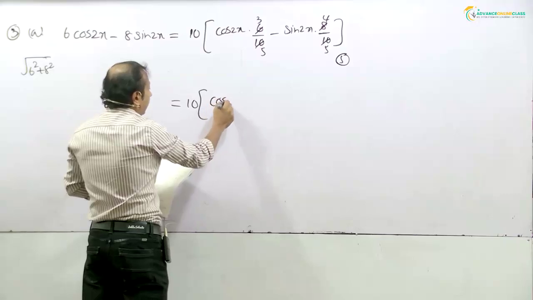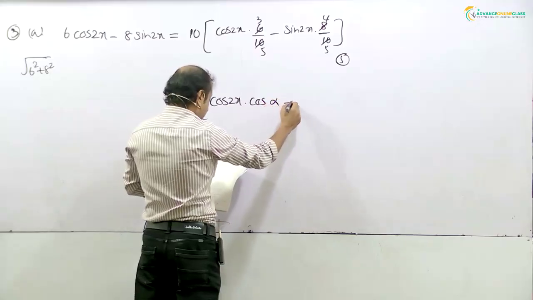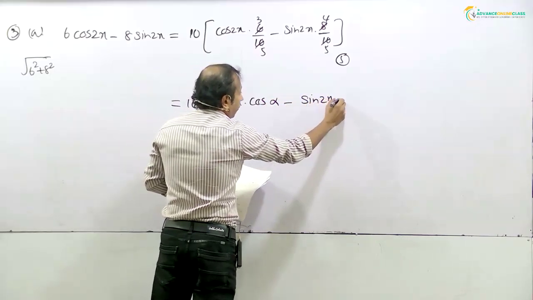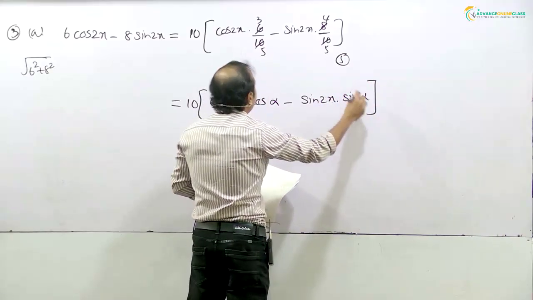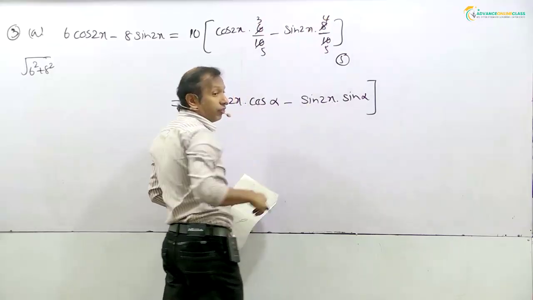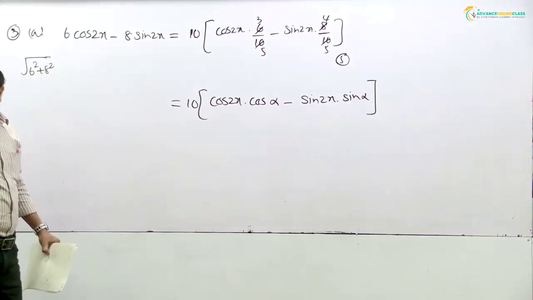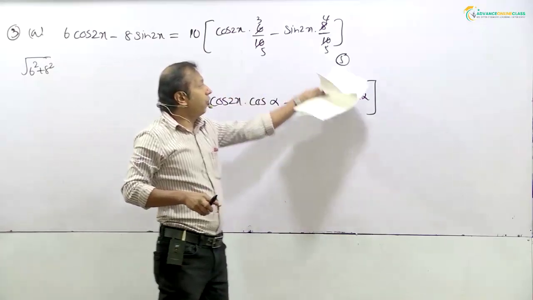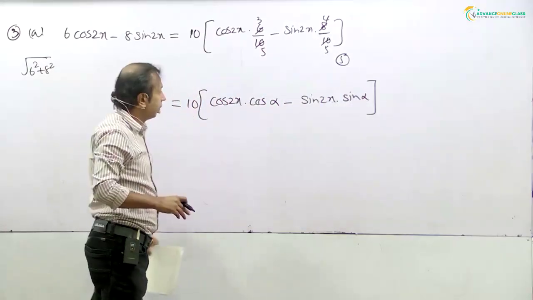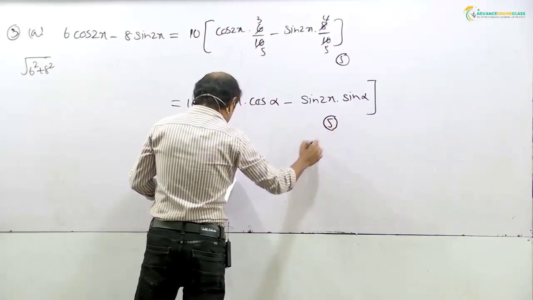10 times cos 2x. I can take this as cos alpha, and sin 2x with sin alpha. When we do it like this, if you take this as cos alpha, automatically this comes as sin alpha. We know that in practice. We solved this as a cos theta plus b sin theta equals an equation in trigonometry. If you take this as cos alpha, this 4 over 5 comes in as sin alpha. This is for this 5 marks.